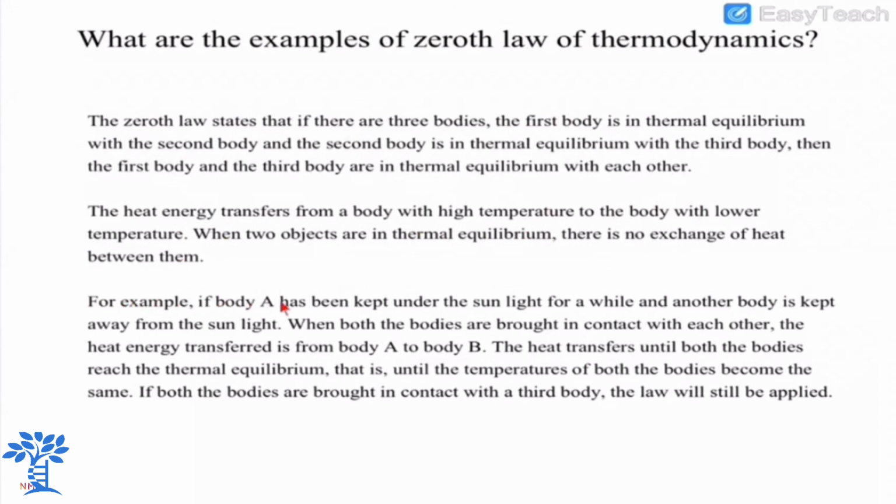For example, if body A has been kept under the sunlight for a while and another body is kept away from the sunlight, when both the bodies are brought in contact with each other, the heat energy transfers from body A to body B. The heat transfers until both the bodies reach thermal equilibrium, that is, until the temperature of both the bodies becomes the same. If the bodies are brought in contact with a third body, the law will still apply.